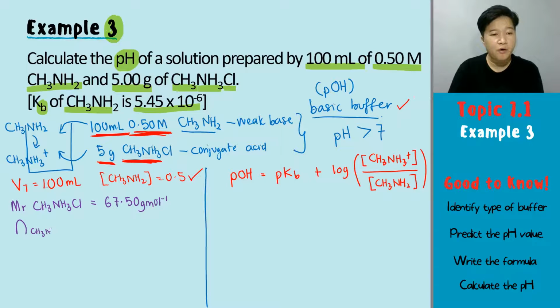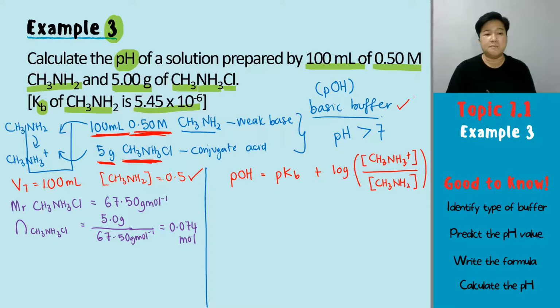Once you have the molar mass, you can find the number of mole. I hope you still remember the formula: mass over molar mass. The mass is 5 gram over the molar mass of 67.5 gram per mole. From that, you will then get the number of mole, 0.074 mole. This is the number of mole only, but we need the concentration. And I hope you remember the molarity formula over here is what?